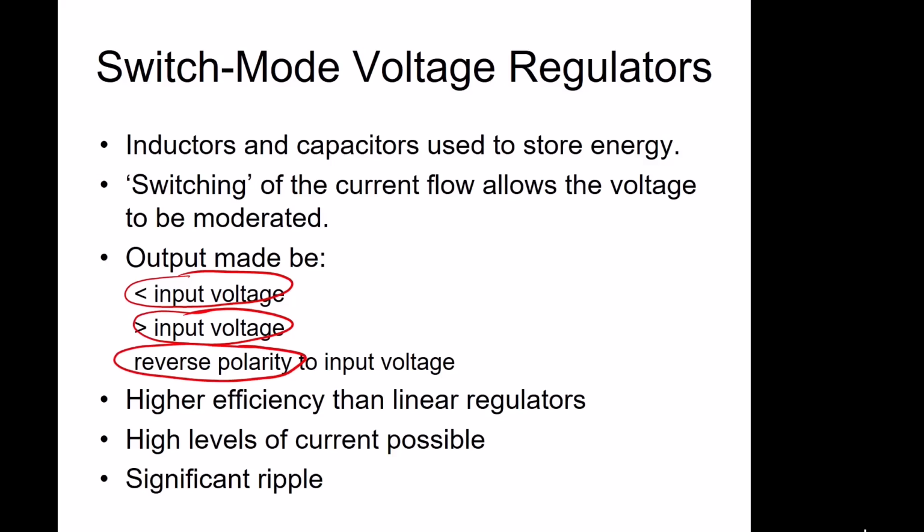They're a lot more efficient than linear regulators, and you can get a lot higher currents. Because they're more efficient, they don't generate as much heat, and therefore higher levels of current are possible. The downside is there's a significant ripple. So the undulation on the output is a lot greater than the linear voltage regulators.